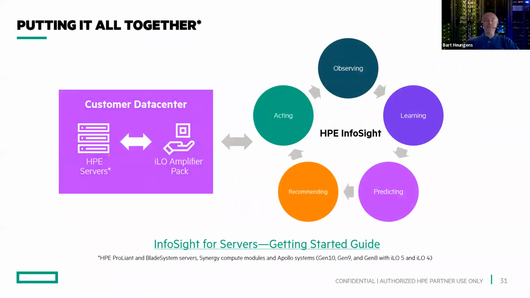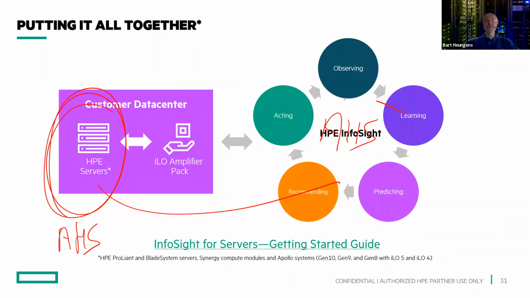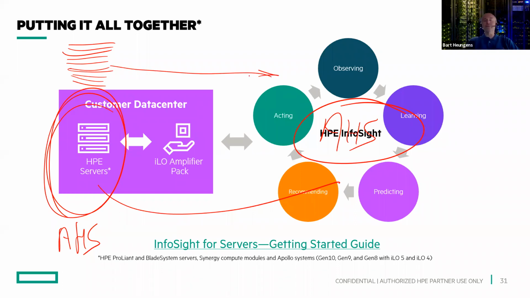Now, the question, of course, with AHS is we need to get that information from all my servers into Infosight. Well, how do we do that? Because of course we don't want all those millions of servers out there. ProLiant server is already 20 years the most sold server in the world. There are millions of them. Of course, we don't want all those millions of iLOs sending data to Infosight. No, we need some kind of a collector, an aggregator, a proxy. Well, this is something called iLO Amplifier Pack.